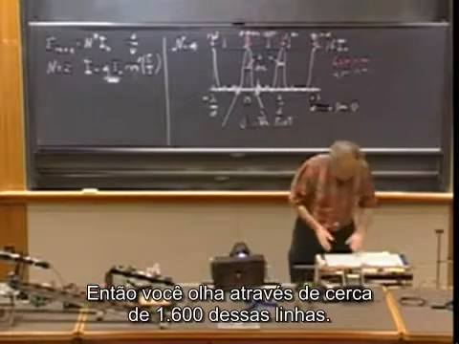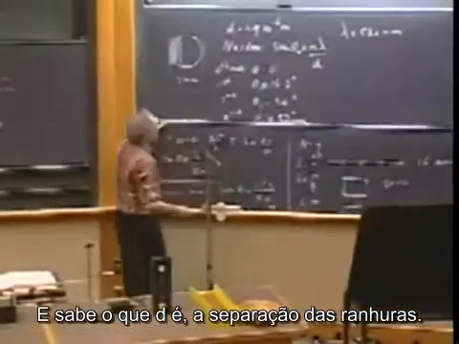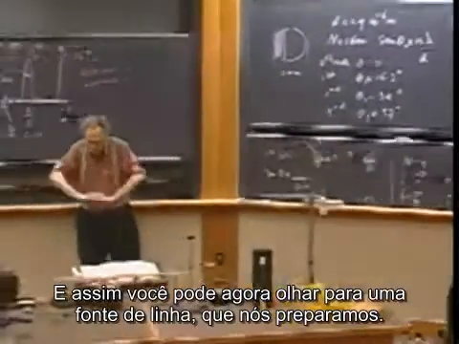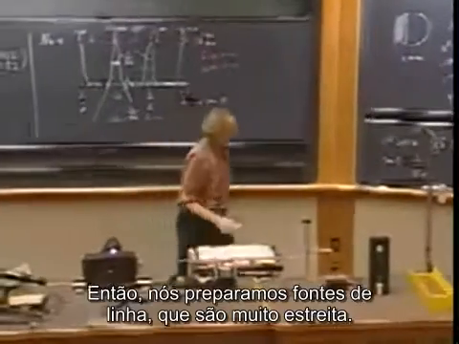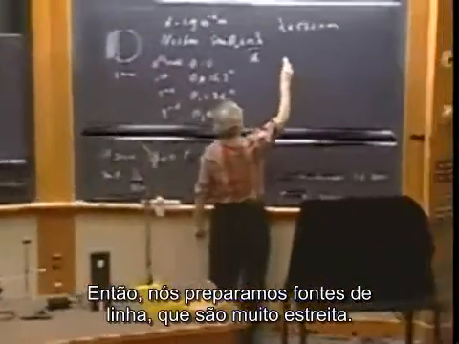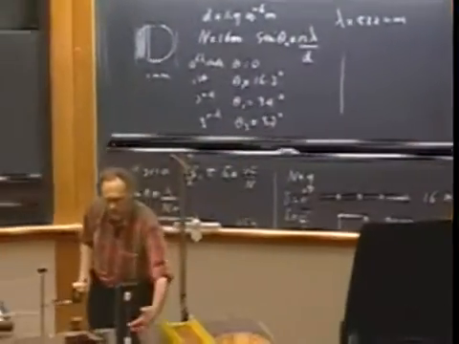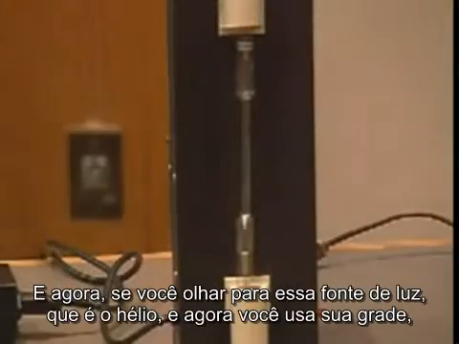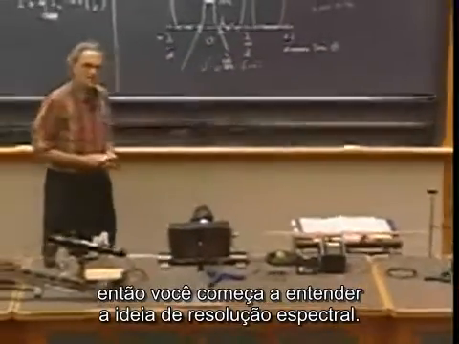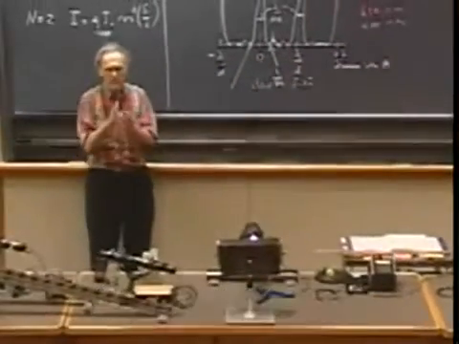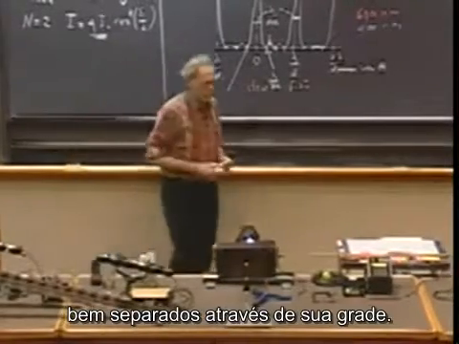So you look through about 1600 of these lines, and you know what the d is, the separation of the grooves. And so you can now look at a line source which we have prepared. We have prepared line sources which are very narrow, not like this one, but very narrow. Now if you look at that light source, which is helium, and you use your grating, you begin to understand the idea of spectral resolution. You will now begin to see the individual atomic lines nicely separated through your grating.